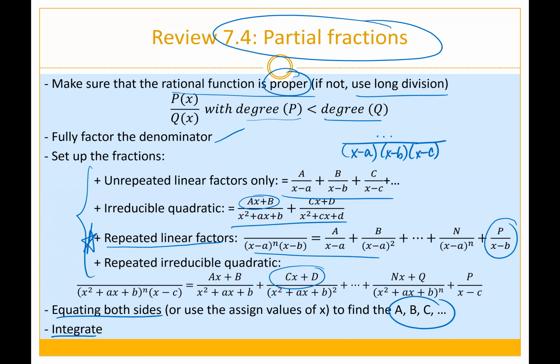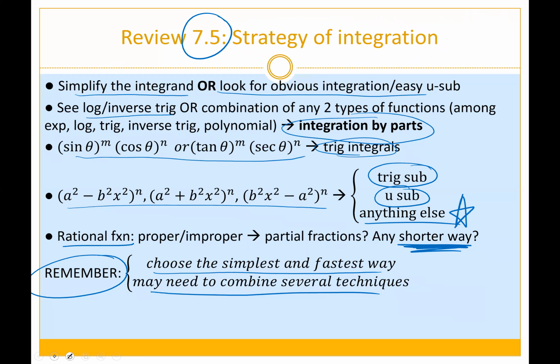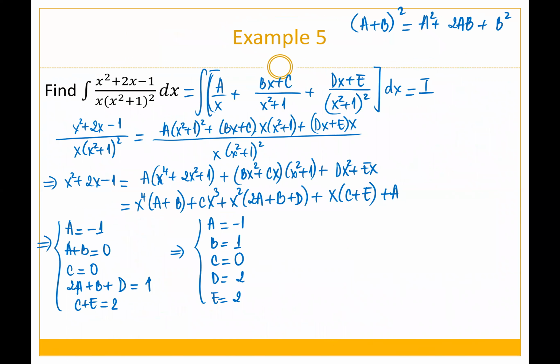So you have to do it several times, until the power you have here. In our example, you have x squared plus 1 squared, right? So you first have one fraction with ax plus b divided by x squared plus 1, and the second one is going to be cx plus d divided by x squared plus 1 squared. So that's what we did here. Is it clear how I got it?